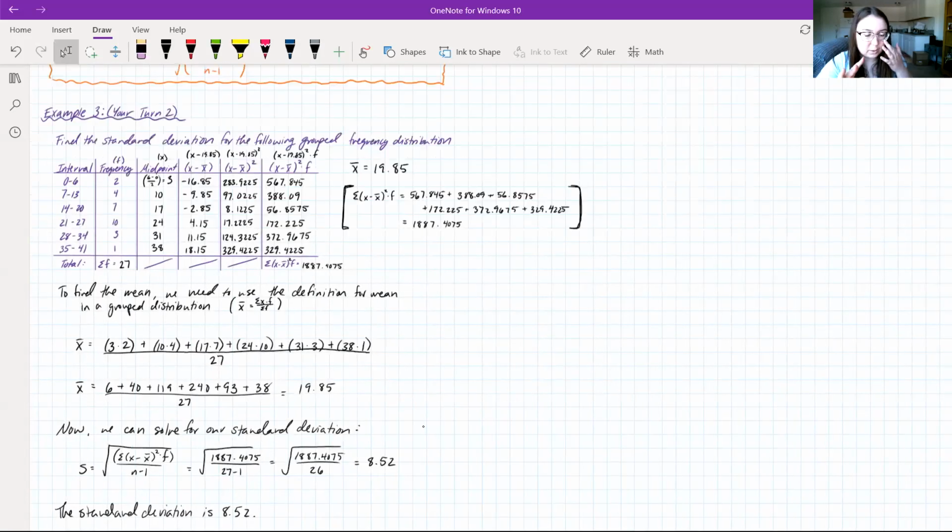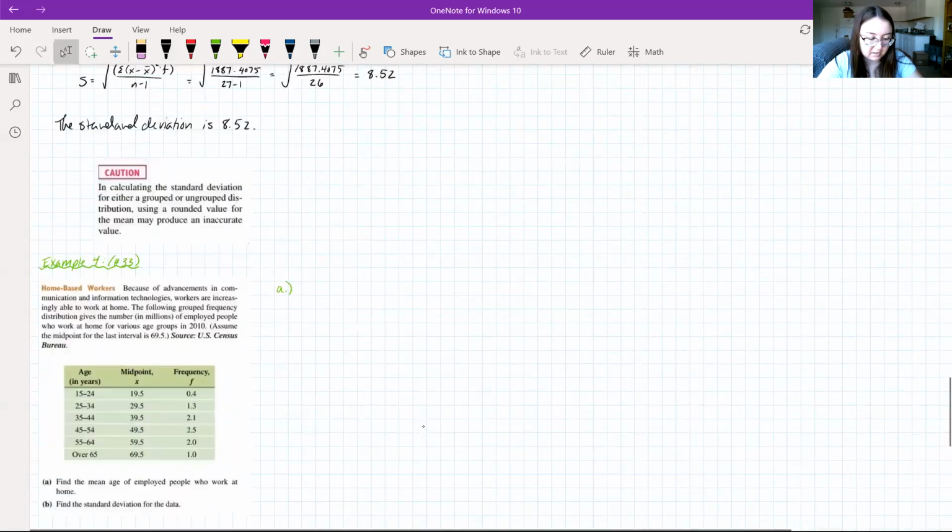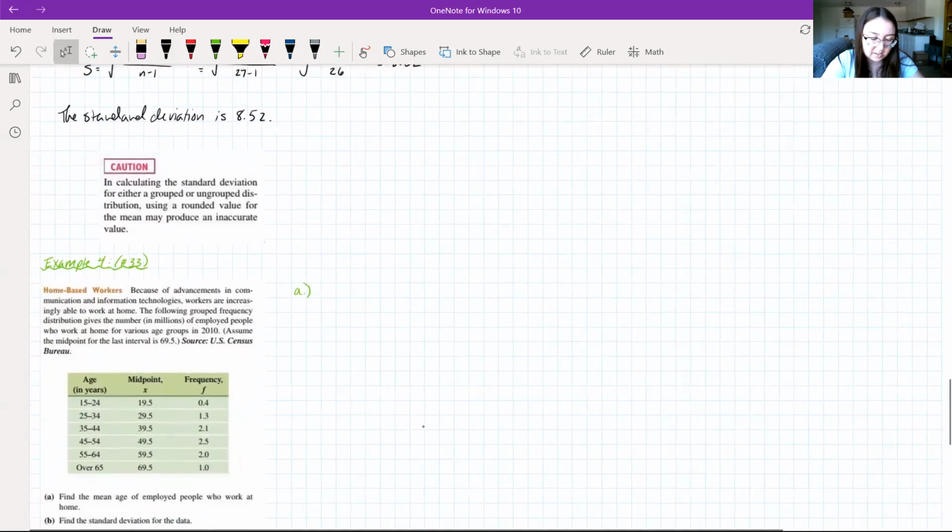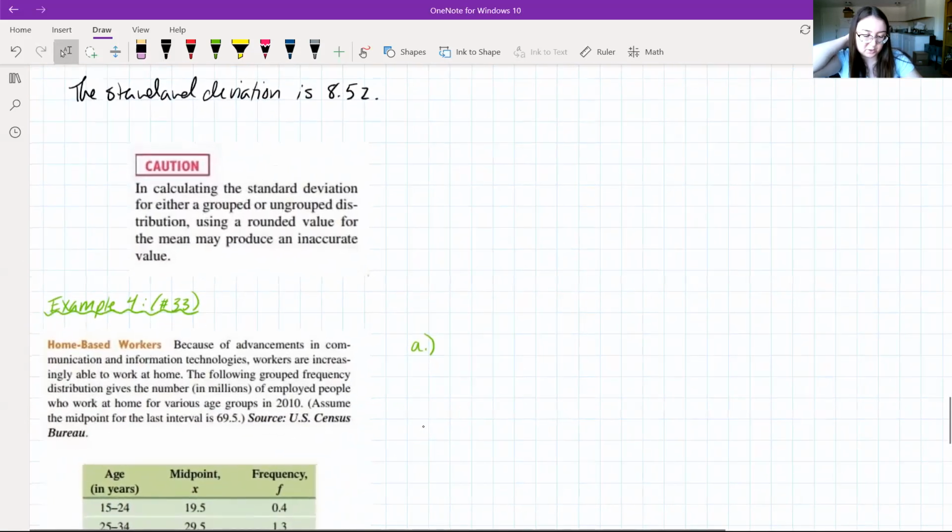All right, so we found a standard deviation for grouped frequency distributions. We found standard deviations for regular distributions. So now we know how to find a standard deviation. A word of caution here, in calculating the standard deviation for either grouped or ungrouped distributions, using a rounded value for the mean may produce an inaccurate value. So this is what we mentioned before with keeping a certain number of decimal points. You always want to have 3 or 4 decimal points so you can get an accurate reading, especially when it comes to the mean. You always want an accurate value of the mean.